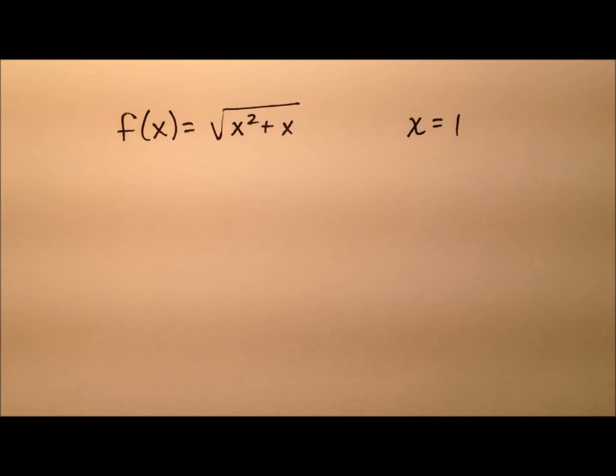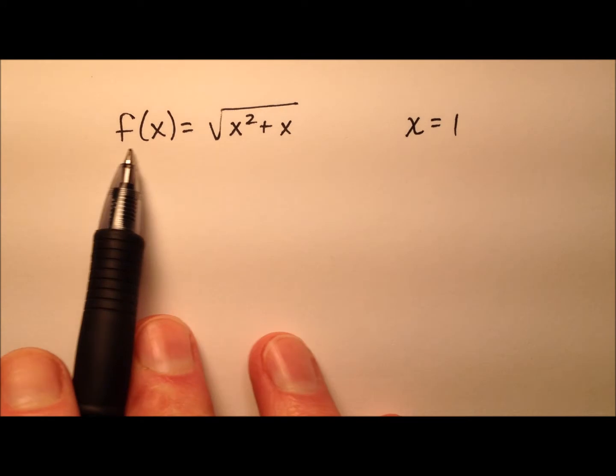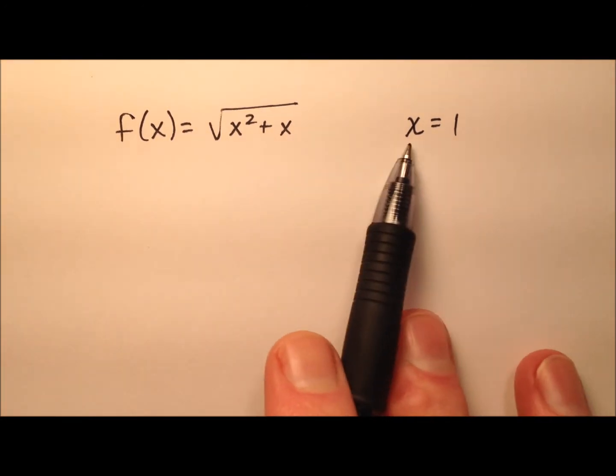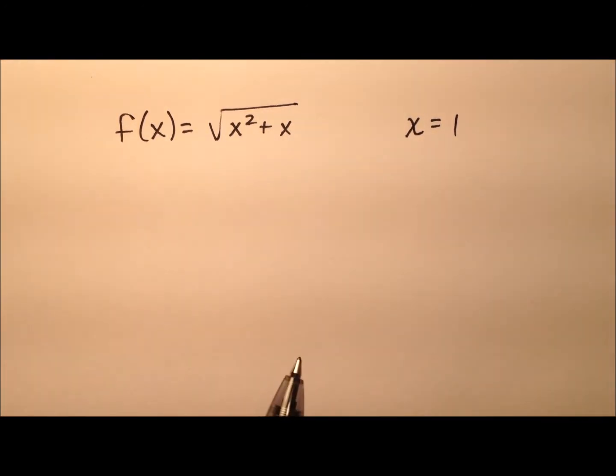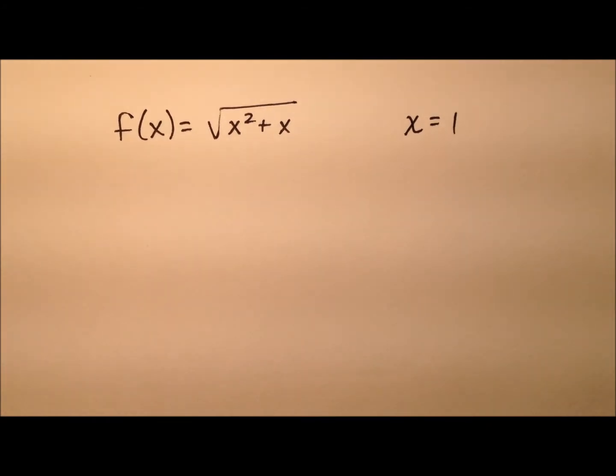In this example, I'm going to go ahead and write an equation of the tangent line to the graph of f of x at the point x equals 1. In order to write the equation of the line, I'll need two pieces of information. I need a point that it passes through, and then I'll also need the slope.